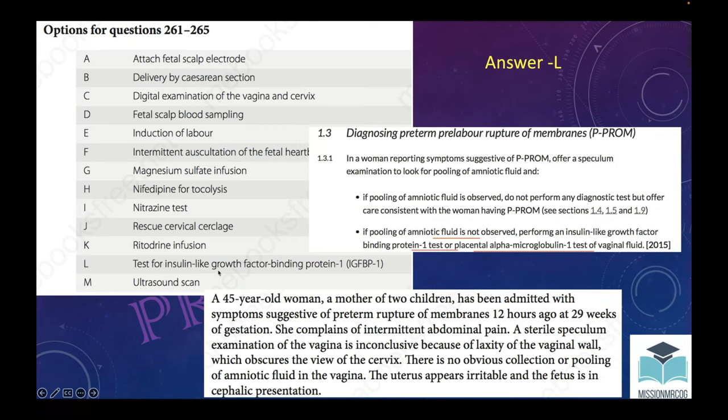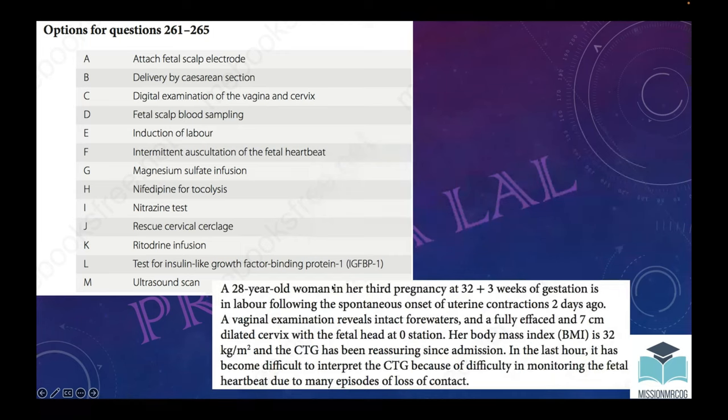Now, the patient is in her third pregnancy, 32 plus 3 weeks, followed by spontaneous contractions 2 days ago. Vaginal examination, fully effaced, 7 centimeters dilated. Fetal head is at zero station, BMI 32. CTG is reassuring, but we are unable to interpret the CTG because of loss of contact. So what to do?